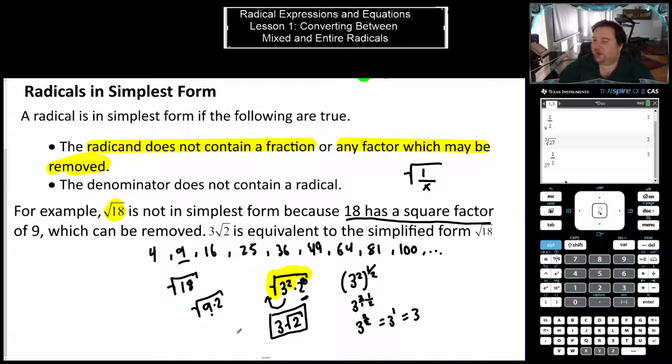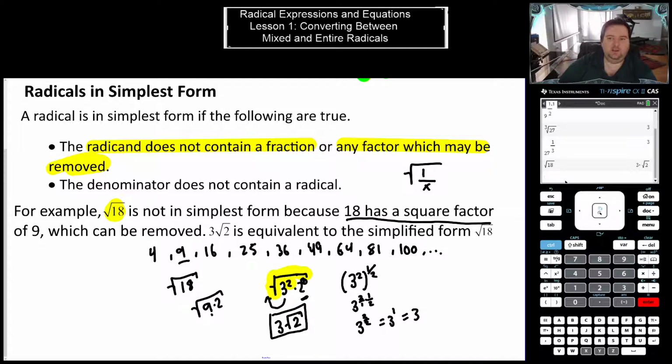So we simplified it down to 3 root 2. And let's just check in our calculator. If I type in the square root of 18, what does my calculator tell me? 3 root 2. So that is simplest form. I've removed the square factor using my law of exponents.